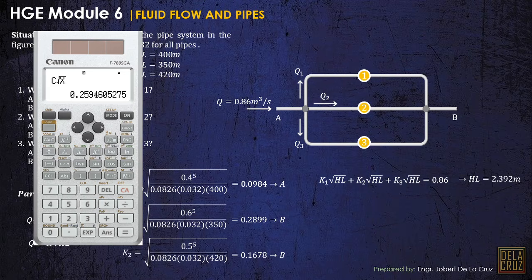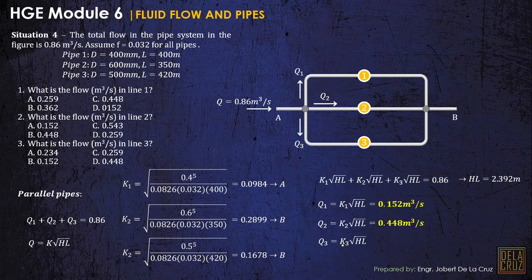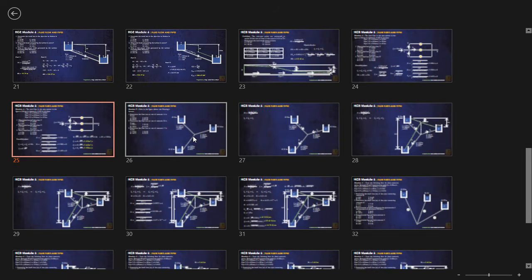Alright? So, magiging ganito yung equation natin for discharge 1. And ito yung discharge 2, 0.448. And ito yung discharge 3. That's it. Okay? I hope kuha nyo. Tingnan lang natin if may example pa tayo sa ating parallel.